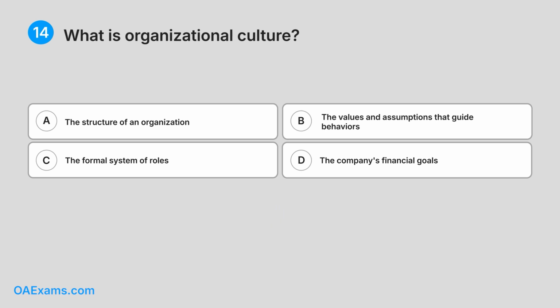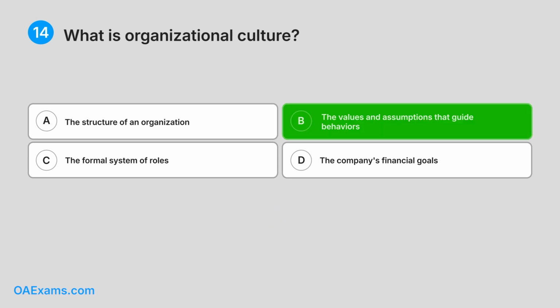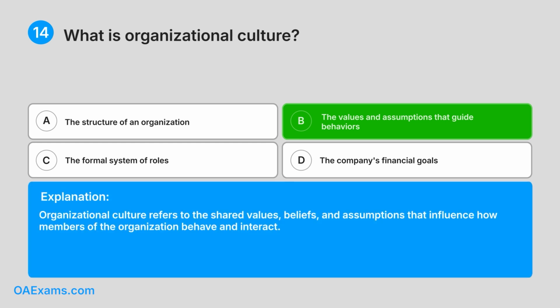Correct answer. B. The values and assumptions that guide behaviors. Explanation. Organizational culture refers to the shared values, beliefs, and assumptions that influence how members of the organization behave and interact.